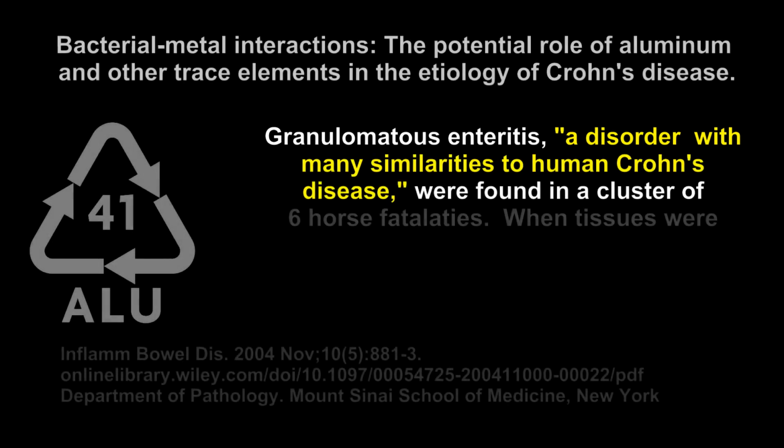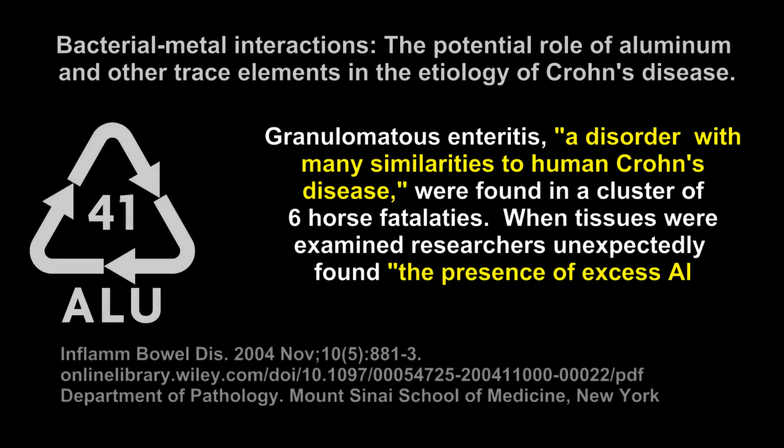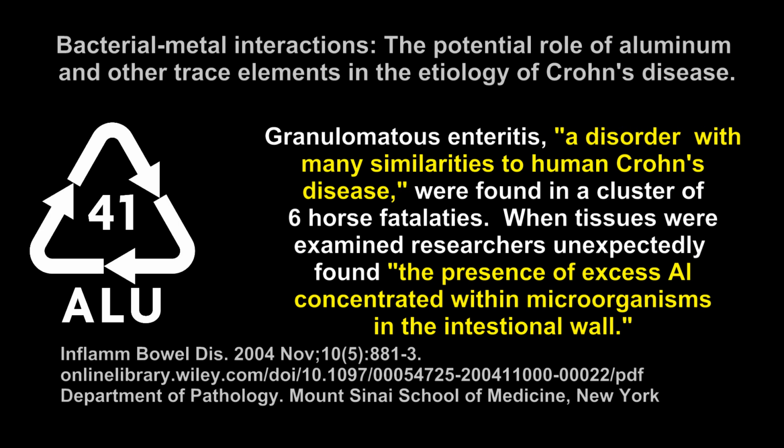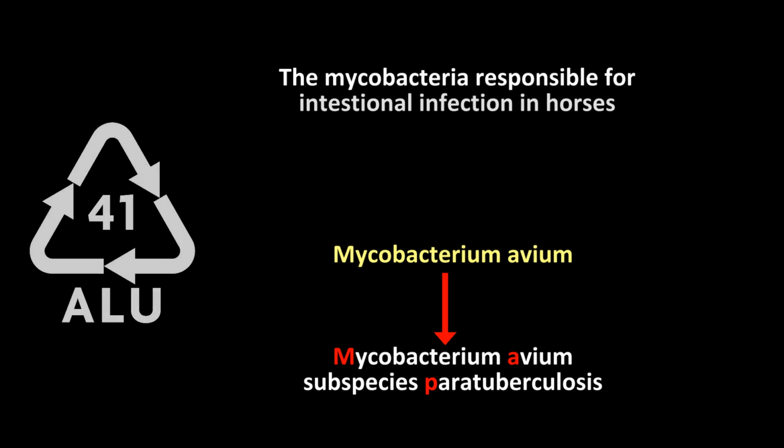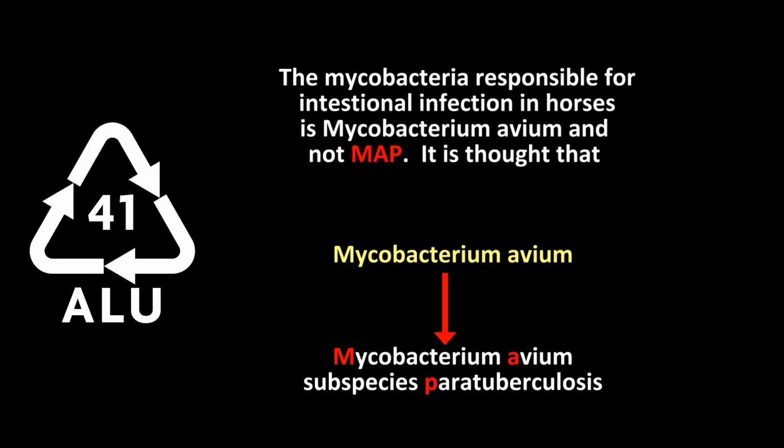Granulomatous enteritis, a disorder with many similarities to human Crohn's disease, was found in a cluster of 6 horse fatalities. When tissues were examined, researchers unexpectedly found the presence of excess aluminum concentrated within microorganisms in the intestinal wall. The mycobacteria responsible for intestinal infection in horses is Mycobacterium avium, and not MAP. It is thought that MAP evolved from Mycobacterium avium.